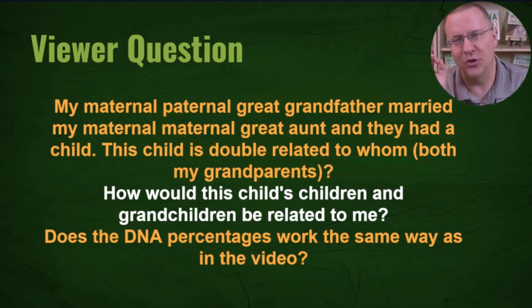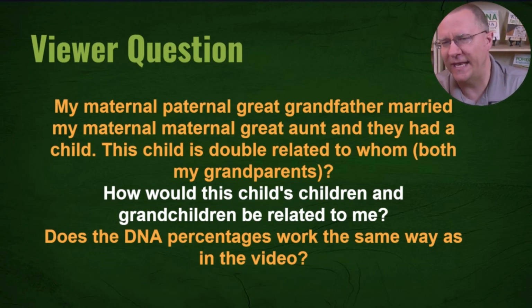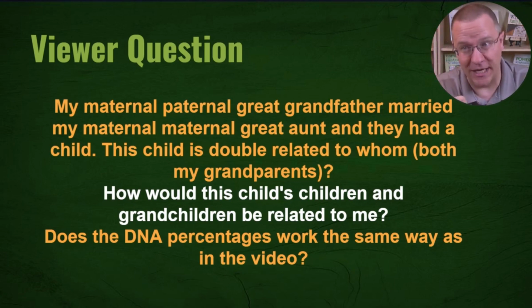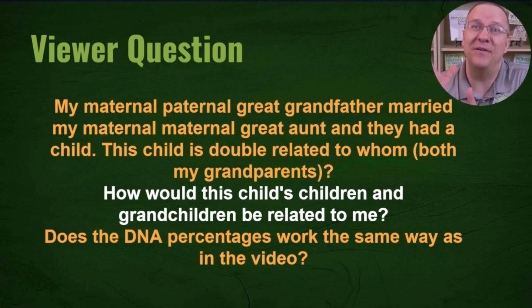My maternal paternal great-grandfather married my maternal great-aunt, and they had a child. This child is double related to whom? Both my grandparents? How would this child's children and grandchildren be related to me? And does the DNA percentages work out the same as in the video? So you can see from this, we have actually multiple questions that we need to answer.